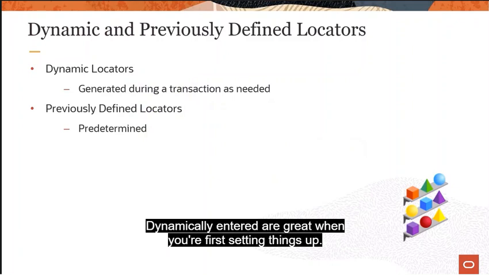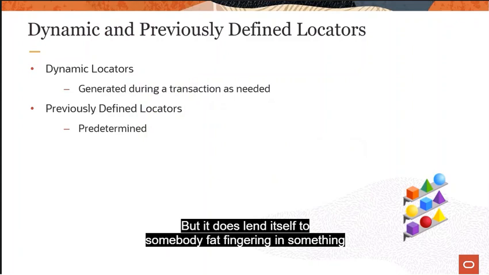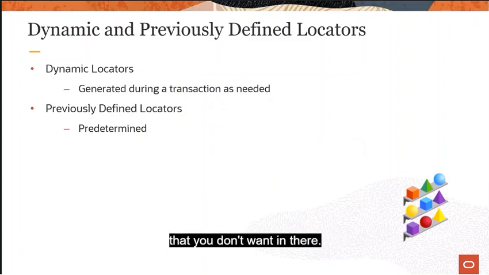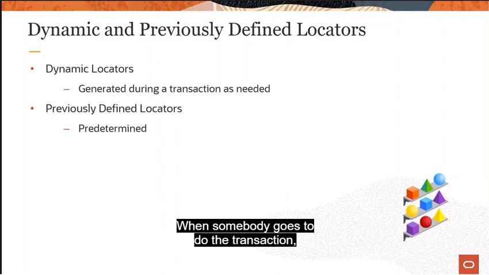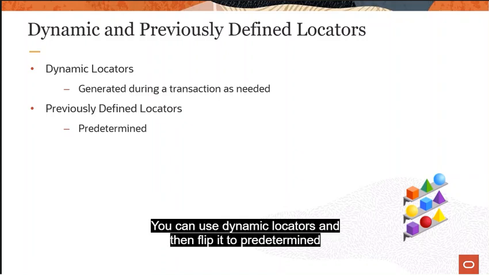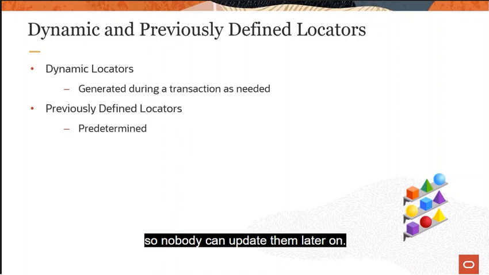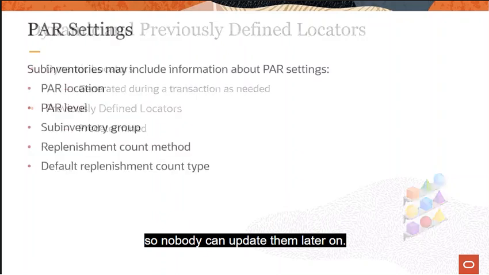Dynamically entered are great when you're first setting things up, but it does lend itself to somebody fat fingering in something that you don't want in there. Whereas predefined is just that. You define it. When somebody goes to do the transaction, they pick off the list or type in something that already exists. You can use dynamic locators and then flip it to predetermined so nobody can update them later on.